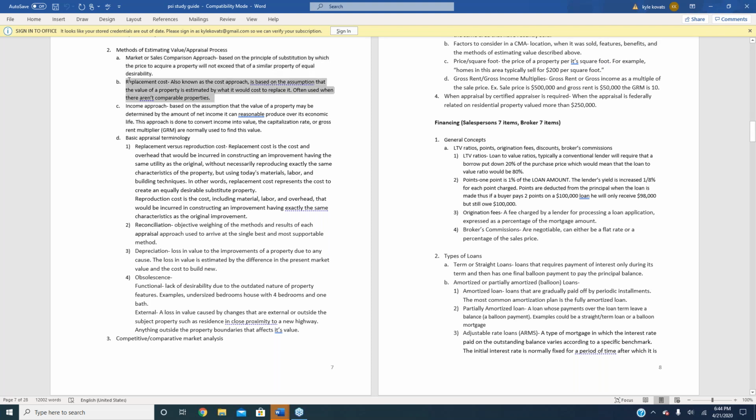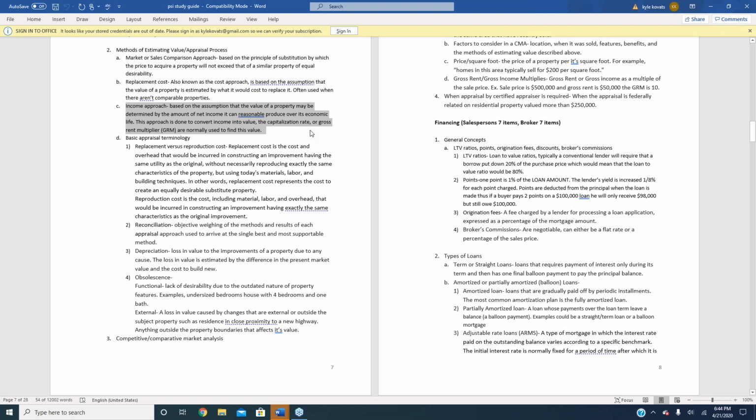Then we have the cost approach. We would use this when we don't have a lot of comps for something. Things like churches, schools, libraries, public buildings, brand new homes. Why? We can't compare it with anything. So we have to find another way to come up with value, and the best way you can do that is the cost approach. And then the income approach, this would be used with income producing properties.